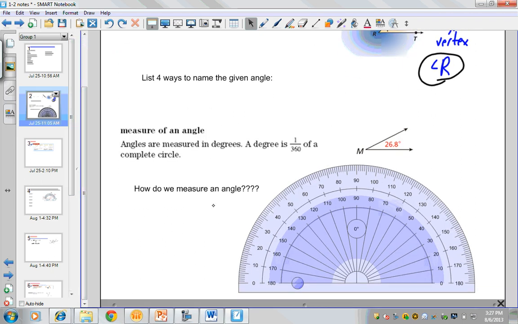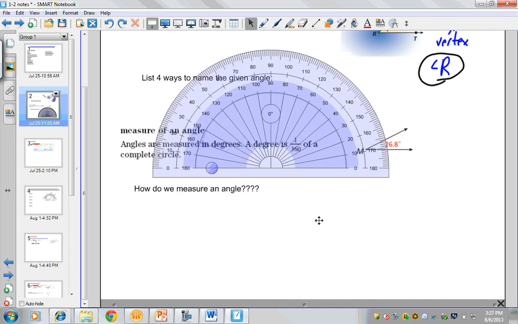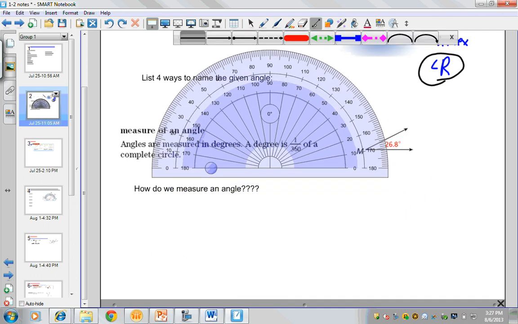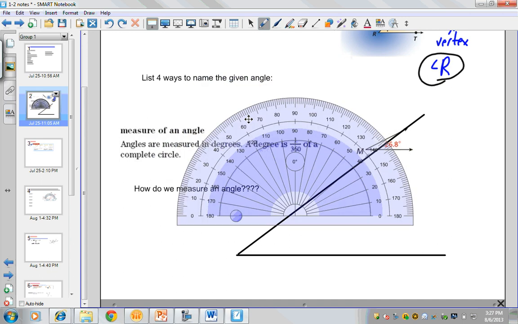So moving on. Measure of an angle. How do we measure an angle? Well, hopefully at this point in time in your life you have actually seen a protractor, this thing that I'm moving right now. And for those that have never used one before, let me draw a basic angle. Okay, so here is my basic angle. I did not put points on there, I just did a simple little angle. Let's look at our protractor for a second.